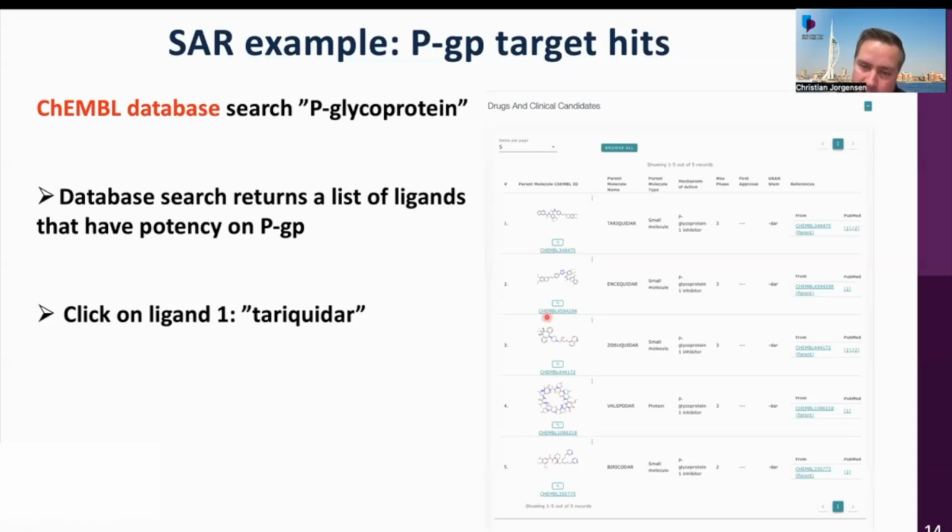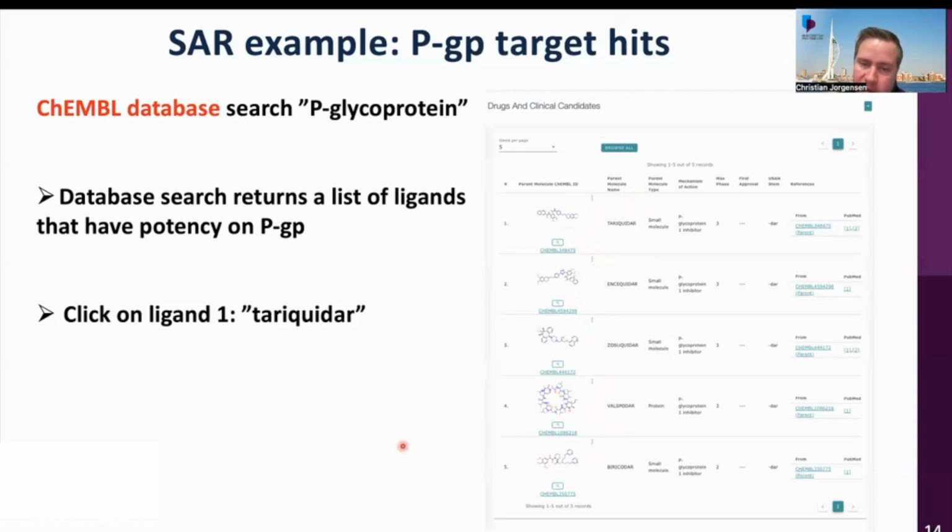And here we have the names: ensequidar, sosuquidar, valspodar, pyrrhicodar. First of all, the names are really similar. So this tells you that you're not crazy. ChEMBL has returned something very useful. It has returned analogous molecules of tariquidar with slightly less potency to PGP. This means that tariquidar is the one that stops the pumping the most. Then you have ensequidar, then sosuquidar, then valspodar.